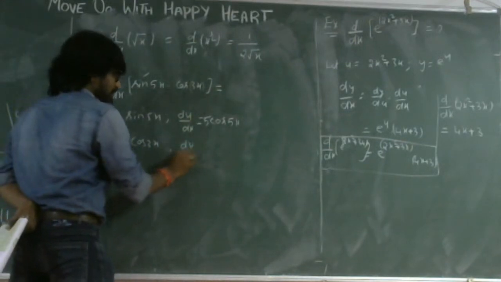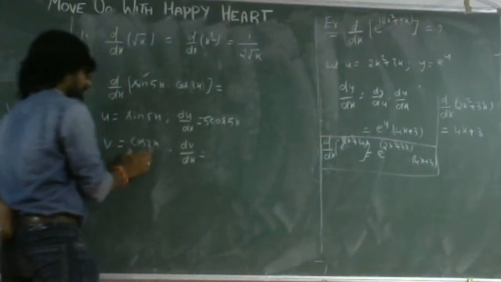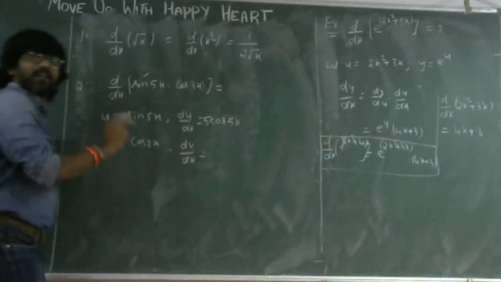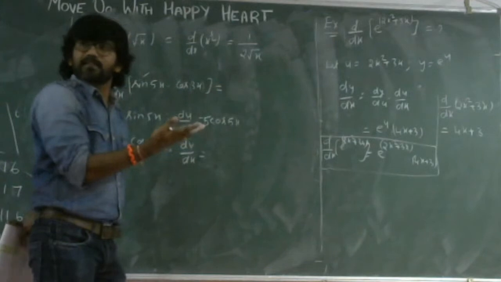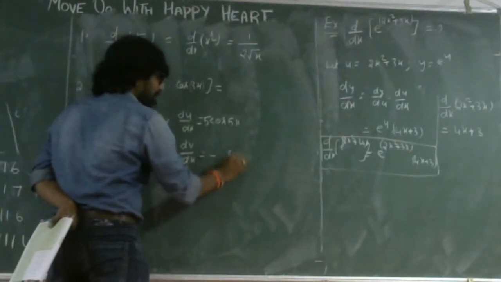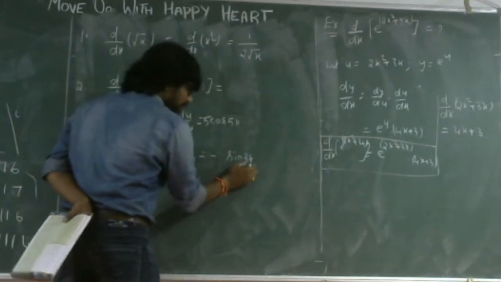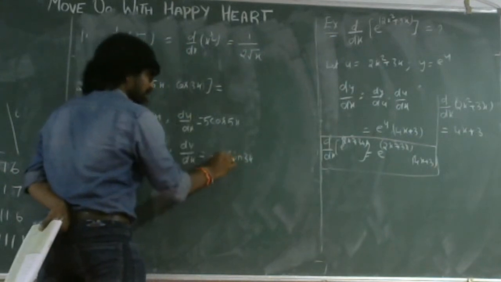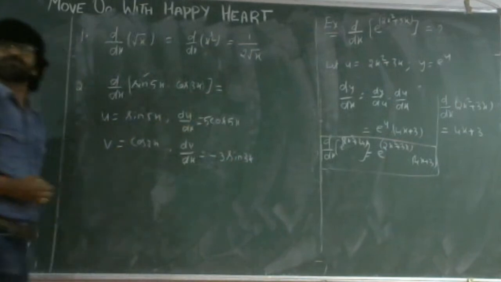Next, v is cos 3x. dv by dx is d by dx of cos 3x. d by dx of cos x is minus sin x, but inside we have 3x. So it is minus sin 3x, but the differentiation of the inside is 3, so we write minus 3 sin 3x.